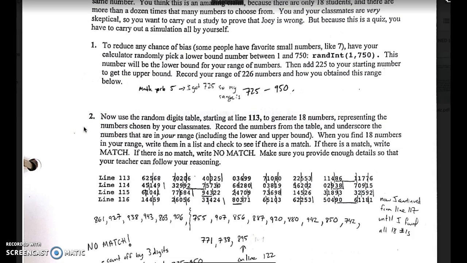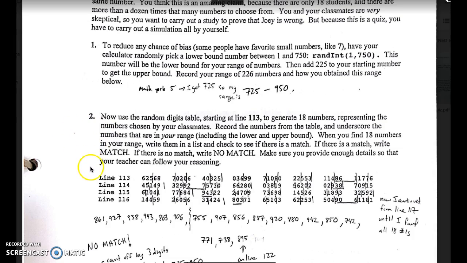Question 2. Now use the random digits table starting at line 113 to generate 18 numbers representing the numbers chosen by your classmates. Record the numbers from the table and underscore or underline the numbers that are in your range. So this will be different for every single person. Make sure you include the upper and the lower bounds. When you find 18 numbers in your range, write them in a list and check and see if there's a match. If there is a match, write match. If there's no match, write no match. Make sure you provide enough details so that your teacher can follow your reasoning.